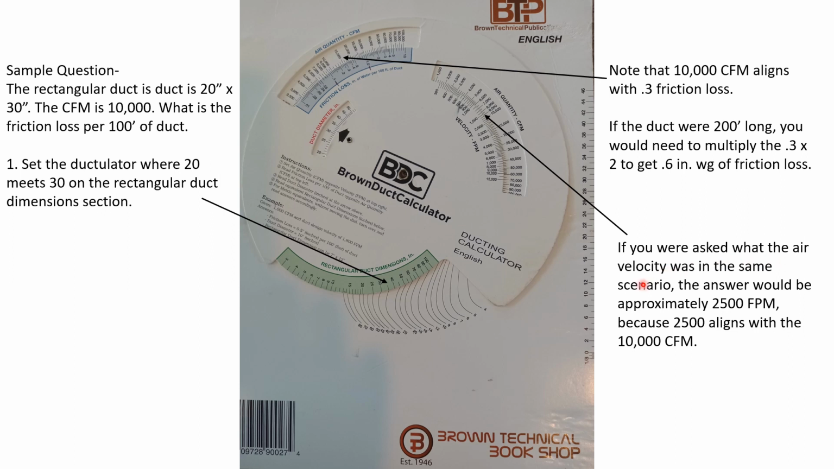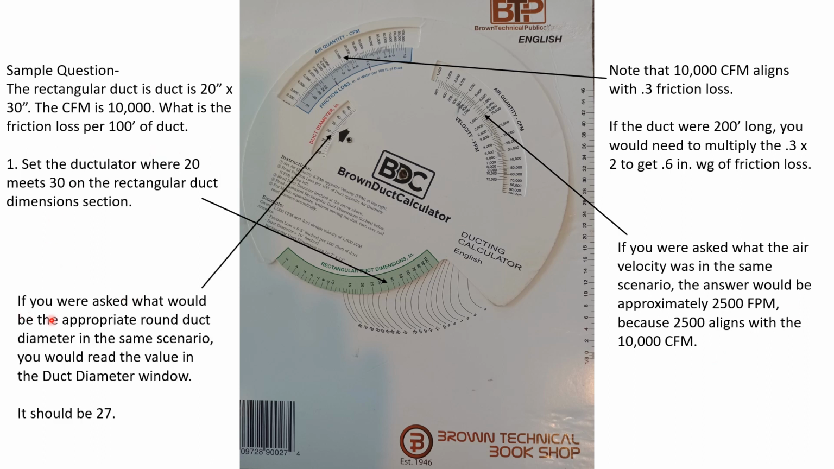If you were asked what the air velocity was in the same scenario, the answer would be approximately 2,500 FPM. Why? Because we're dealing with 10,000 CFM, and across from 10,000 CFM, we get 2,500. Not a big deal. You're starting to get the idea this is pretty easy. It looks complicated, but it's really simple. And then if you're asked, once again, what would be the appropriate round duct in this scenario, you would read the value in the duct diameter window, and you're going to read something like 27. Wow, this is a whole lot easier than it looks.